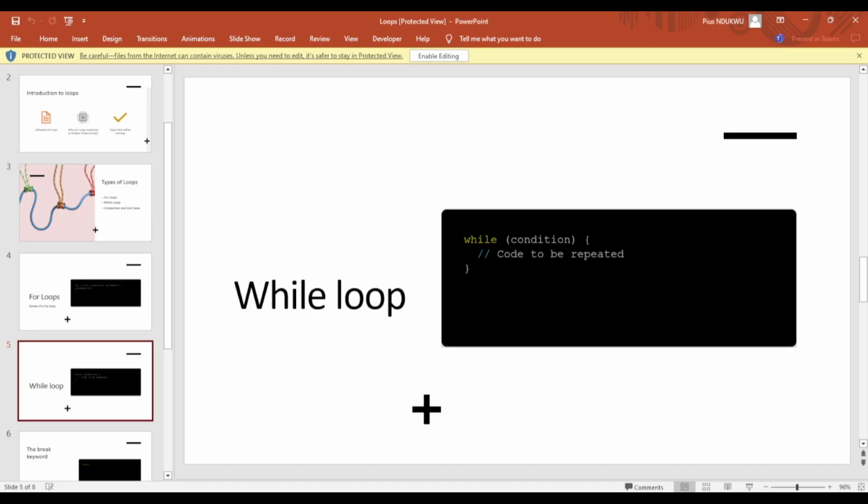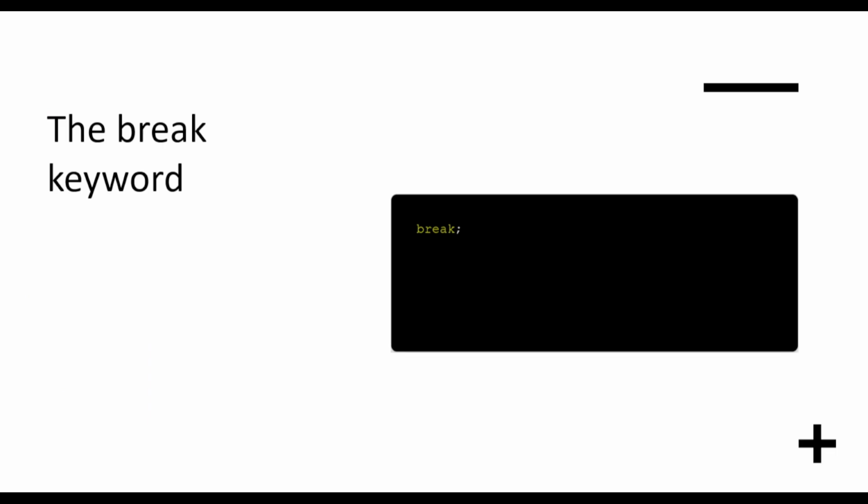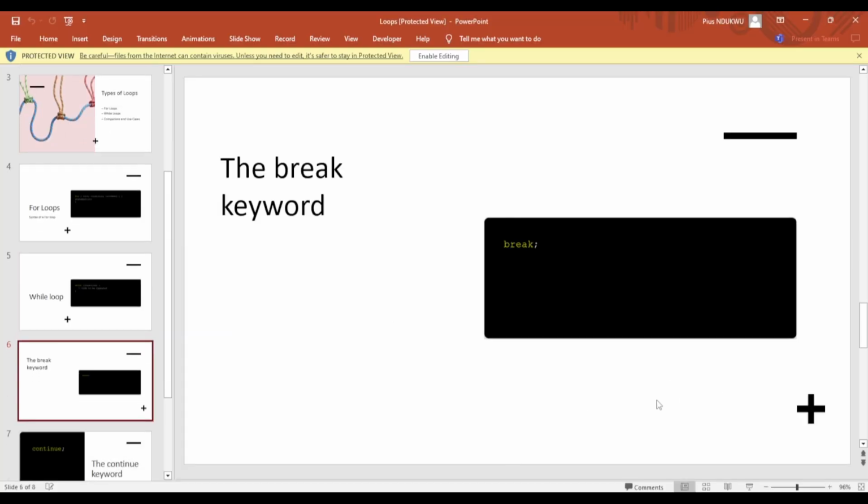So going to the break keyword. You just have to write break. So break basically allows you to, as I said, break out of a loop. So let's go back to the code so I can show you how it works.